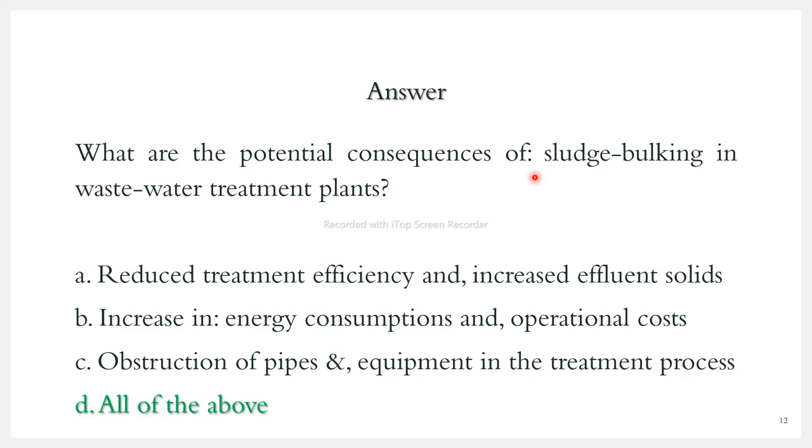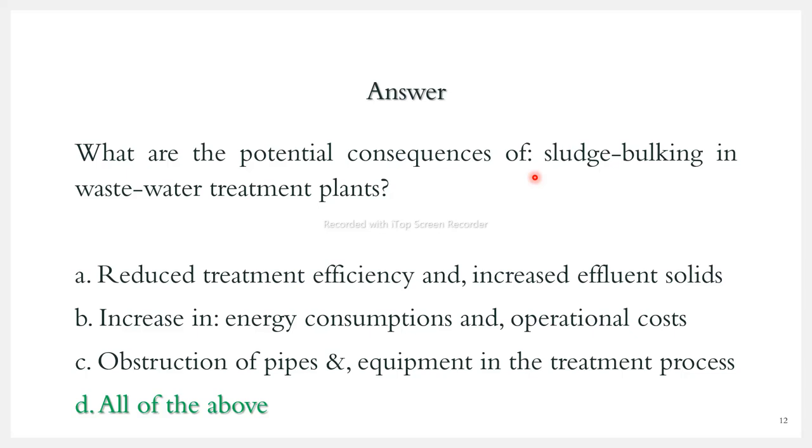So if there is a lot of dead organic matter, the pumping cost will increase because the pump impeller will face an obstacle in pumping that sludge through the system to recirculate it during recycling. So the operational cost increases, and the pipe may also get choked if there is bulky organic matter present in the process. So all of the above are correct.